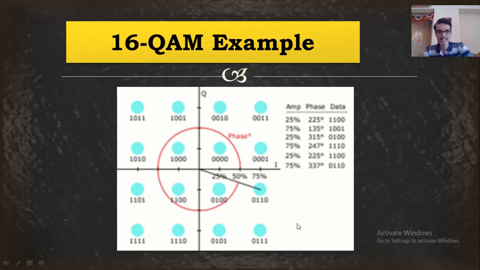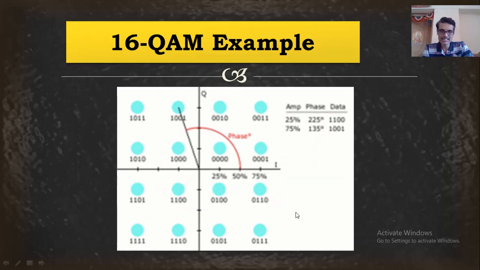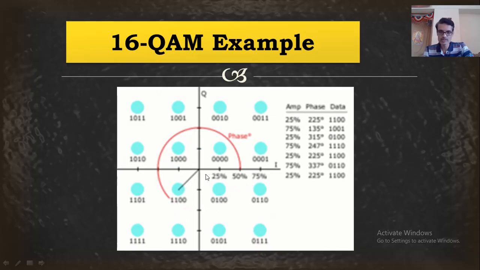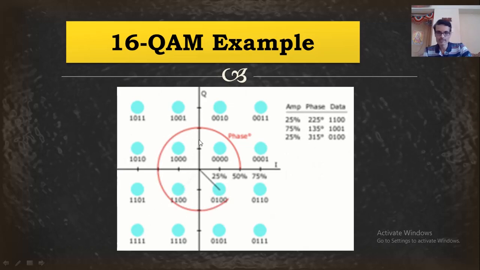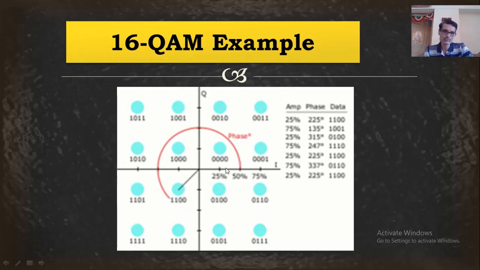Just look at this animation. The amplitude is also going to change. Just see the length of this vector. As the length changes, the length is proportional to the amplitude, and anyway the phase angle, you know it, right? 45 degrees for this particular data, 135 degrees for this data.